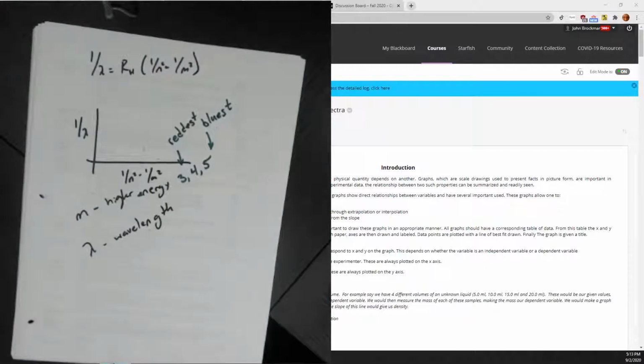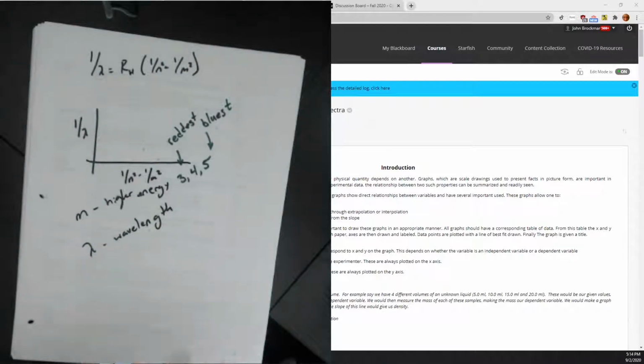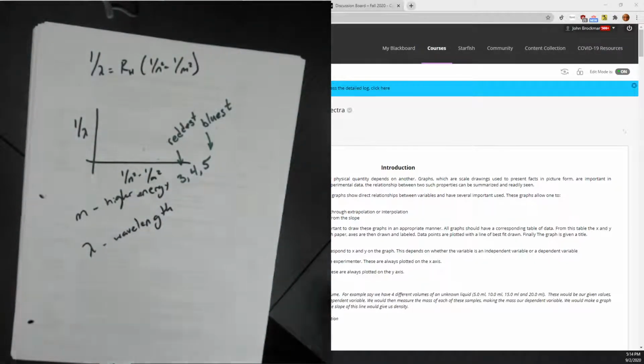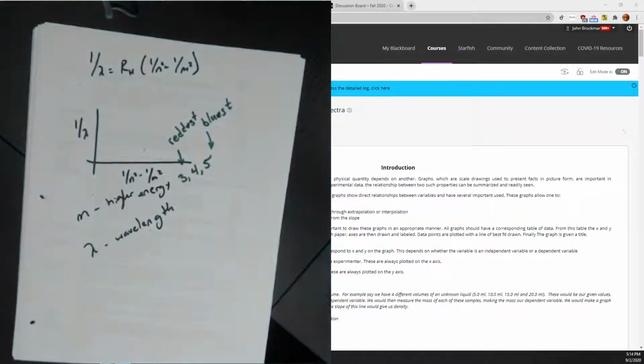And because of the way visible light works, the falling from 3 down to 2 will be the lowest energy, and thus it will be on the red end of the spectrum. And 5 down to 2 will be the highest energy because it's the greatest separation, you know, the 5th energy level down to the 2nd energy level, and thus it will be toward the blue end of the spectrum.